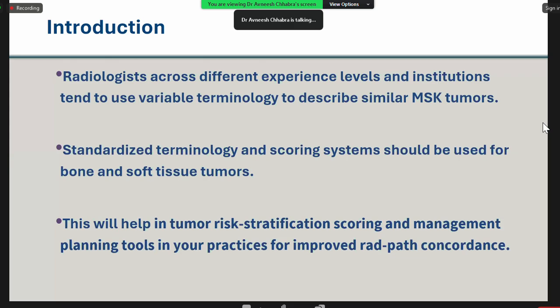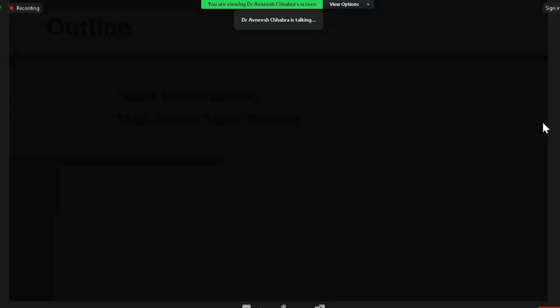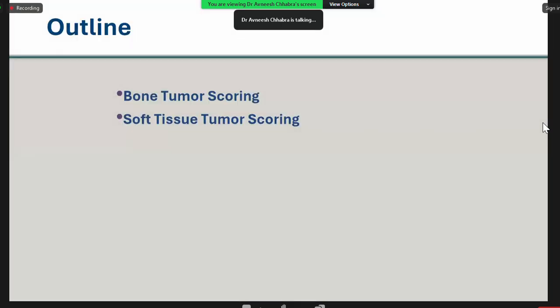There are differences all over, like some people follow in 6 weeks or 3 months or 6 months, depending upon scoring systems which are out there or your own practices. We'll focus first half hour on bone tumor scoring, the second half hour on soft tissue scoring, and then we'll go through some cases at the end.